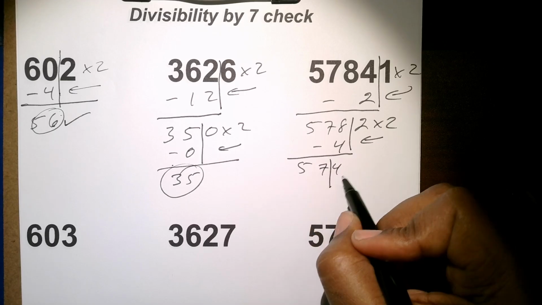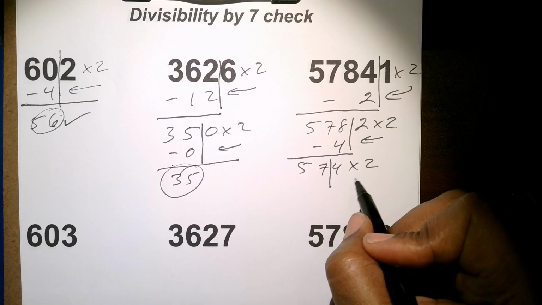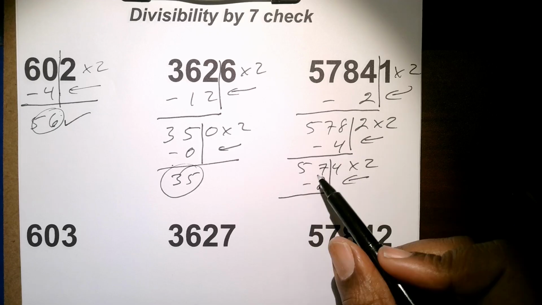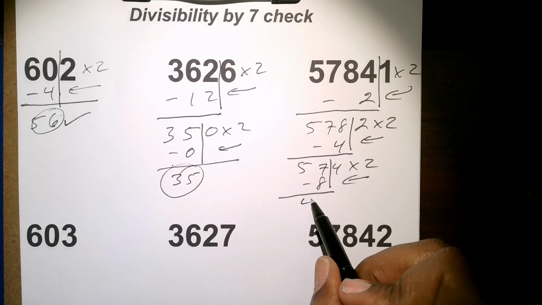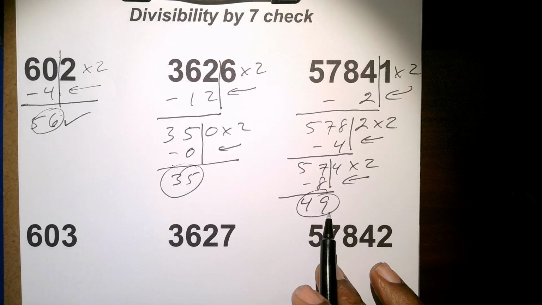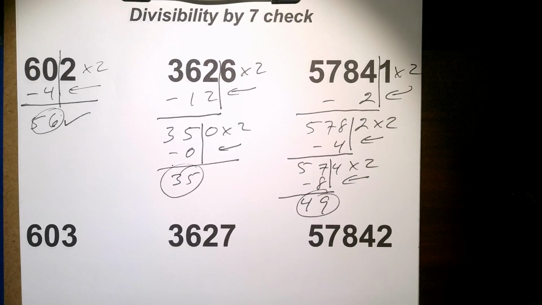We'll take this number, multiply by 2, we're going to get 8. So 8 goes here and we subtract, and we're going to get 49. And 49 is definitely in the 7 timetables. Okay, so all these work.